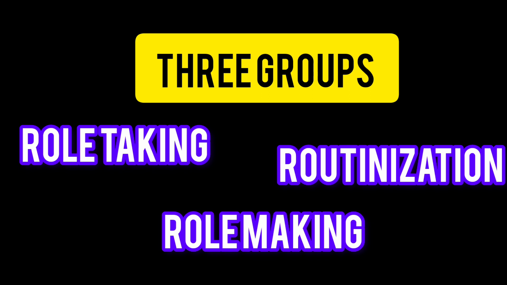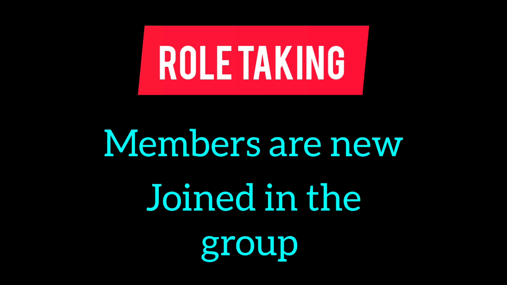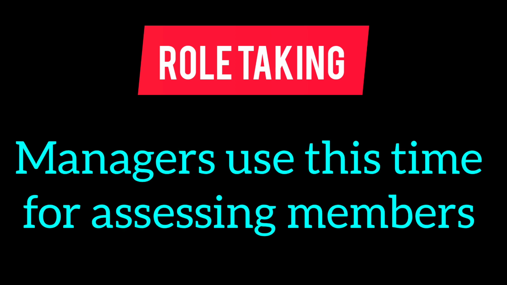So, there are 3 stages. Okay, the first one is role taking. So, what do you mean by the role taking stage? Basically, in the role taking stage, all team members are new and have just joined the group. At that time, the leader uses this time to assess new members' skills and abilities, and offers opportunities to demonstrate their capabilities also. So this time basically helps to assess new members' skills and abilities, and the role taking stage is related to that part.